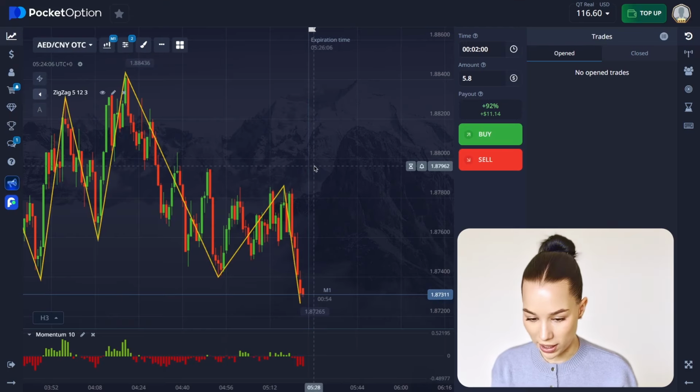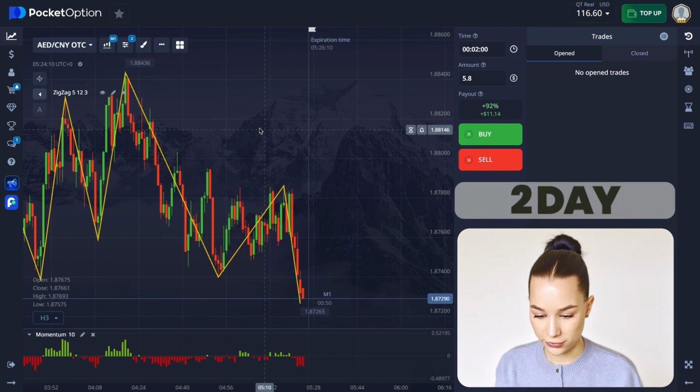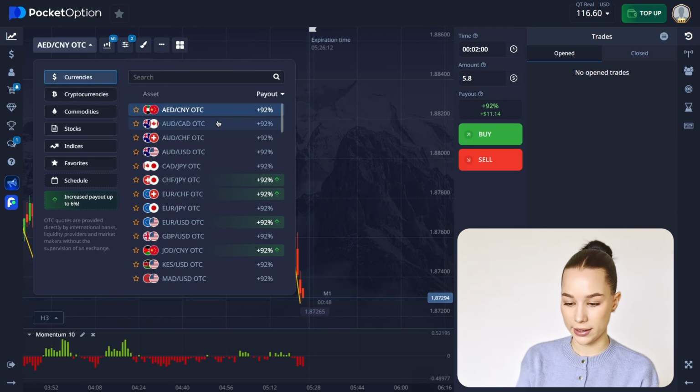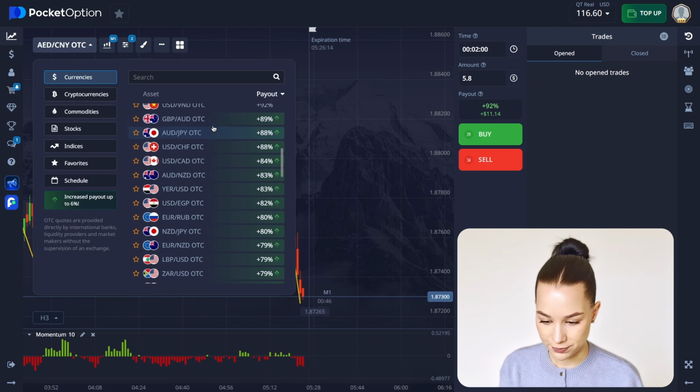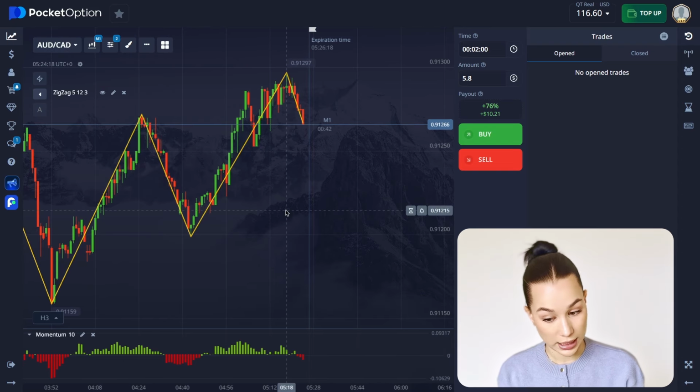So guys, it's been a while and it's time for a second trading session. So now we need to find the currency pair where we're going to open our trade. Here's a pretty good start of the downward trend.